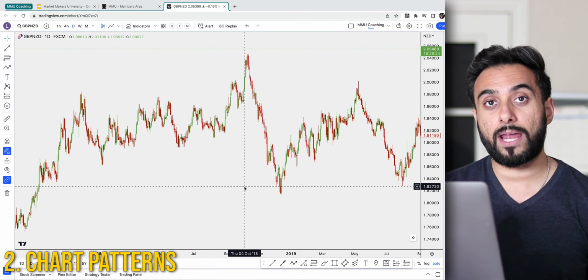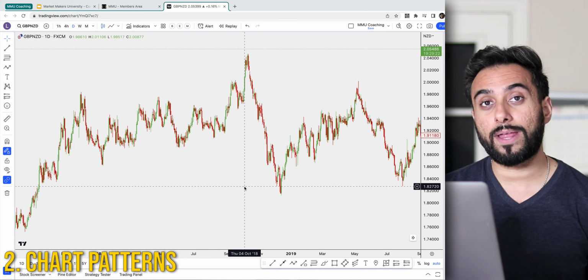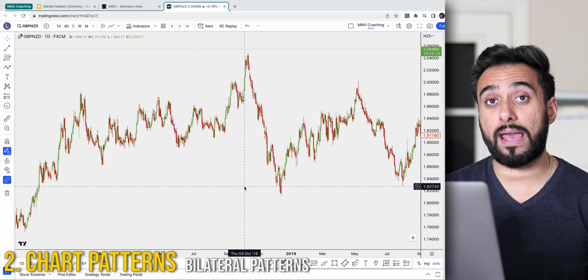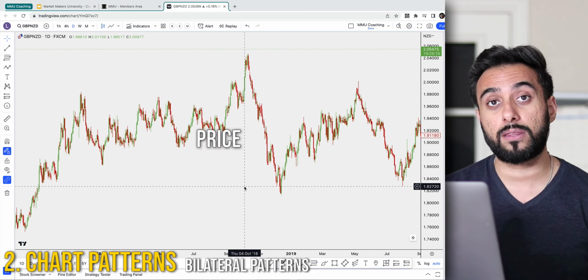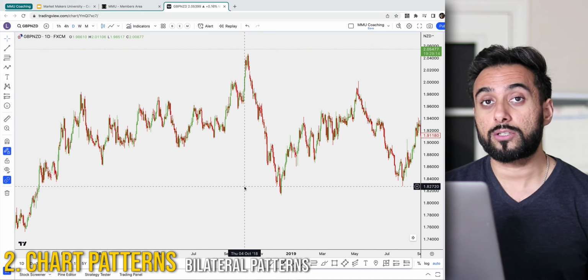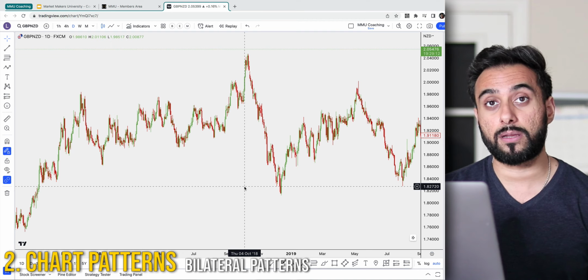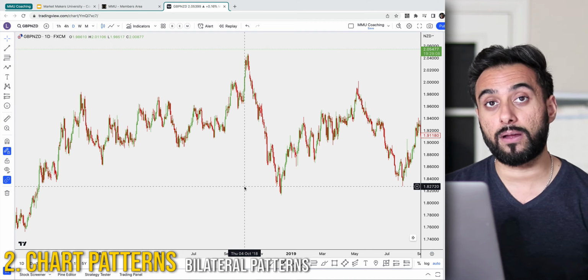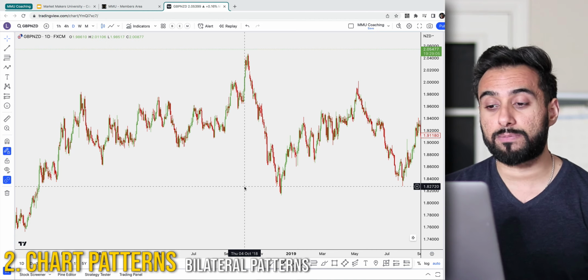Now, the third subcategory of chart patterns is what we call a bilateral pattern. And pretty much what this means is the price can go either way after this pattern is created. The price can either go up or the price can go down. So you can't really predict which direction the price is going to go. But once the price does exit this pattern, this shows a very good sign of a potential trade to enter. Let me kind of explain what I mean.